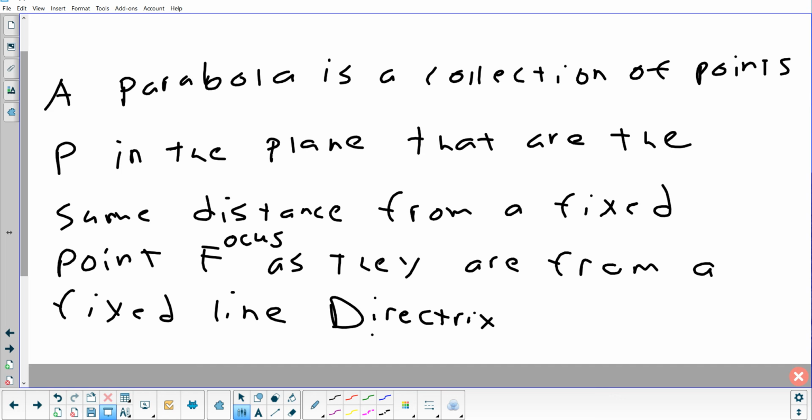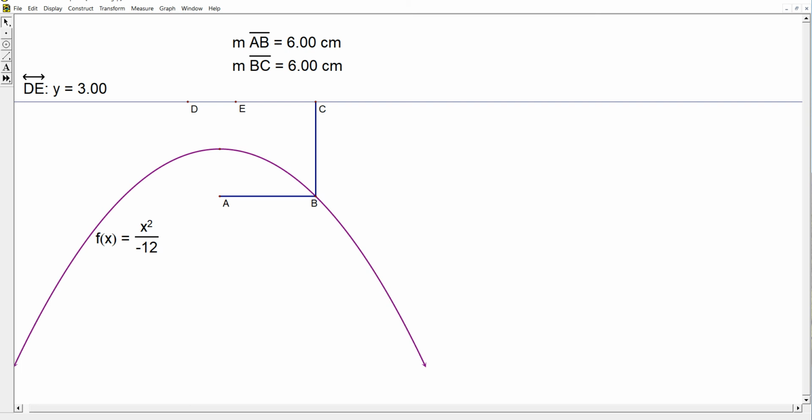I'm going to show you an example of that as an image that I can actually move things around on, and hopefully you'll be able to see what I'm talking about. So here's a picture of a parabola. This particular parabola opens down. B is a point that I can drag anywhere that I want along the parabola. As I move point B, I'm going to watch what happens to two measurements: the distance from A to B, and the distance from B to C.